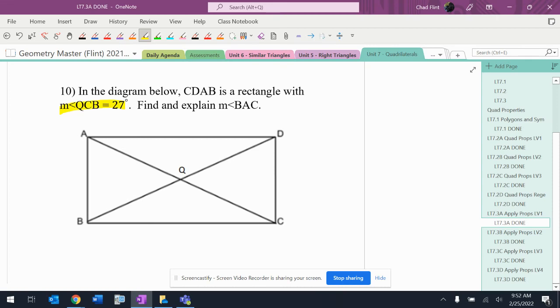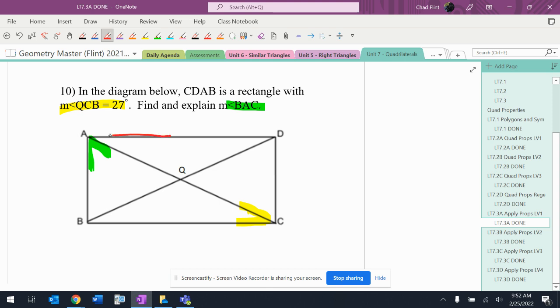I got a rectangle that says QCB is 27. Find and explain BAC. BAC is up here. All right, so again, several ways to go about doing this. And I don't know which one I would actually pick out if I was doing this on my own, you know, on an exam or something.